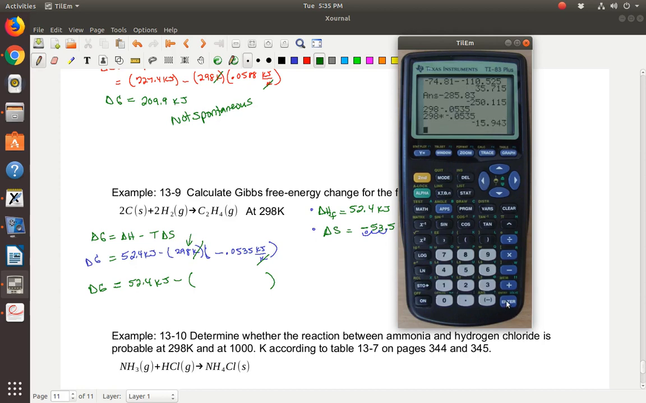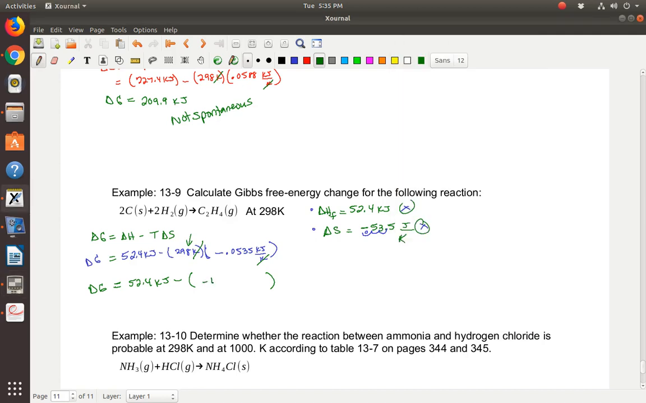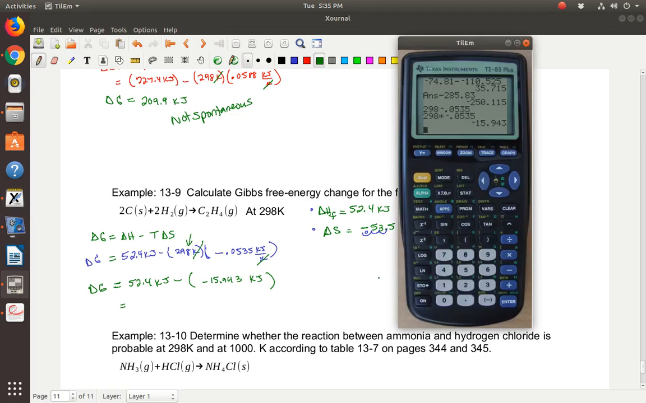0.0535. All right, negative 15. I think that makes more sense. So subtract negative 15.943, and now that's in kilojoules. So when you subtract a negative, you add a positive, so the value should actually have gone up. So 52.4, subtract a negative, I'm just going to do it the whole way, subtract a negative 15.943, and I get, there we go, 68.3.